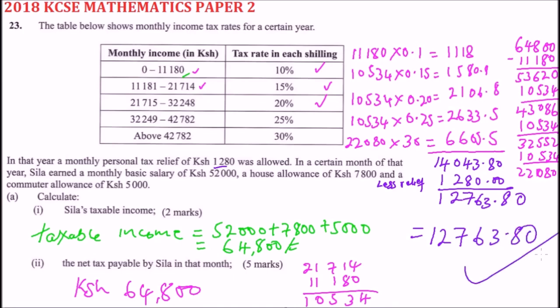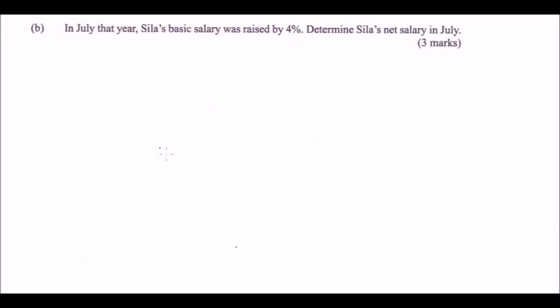Let's go to part B of this. So part B of the question, we are told in July that year, Sarah's basic salary was raised by 4%. Determine Sarah's net salary in July. Remember, taxable income we found to be equal to 64,800.